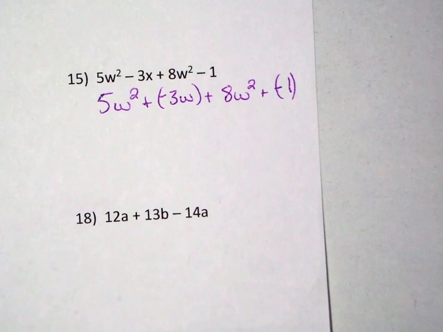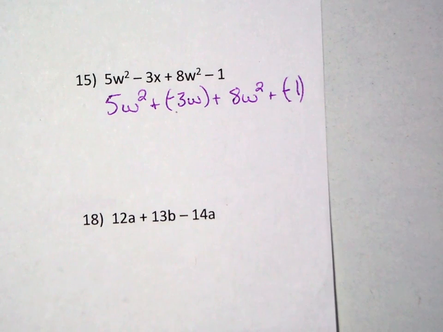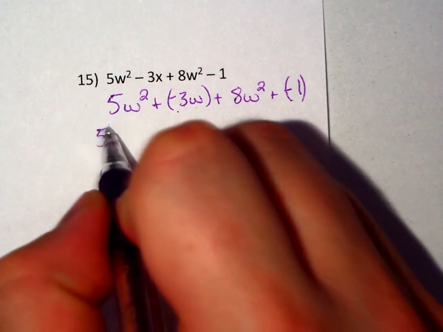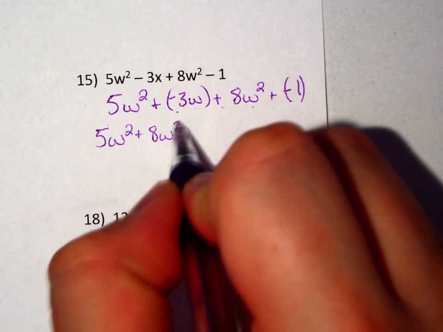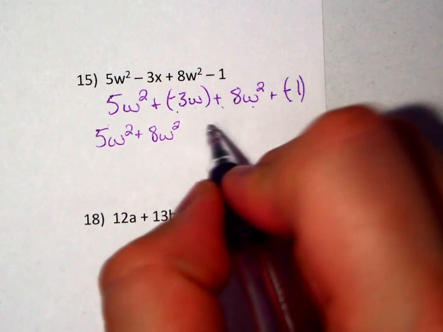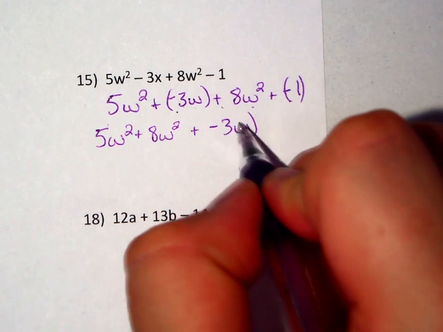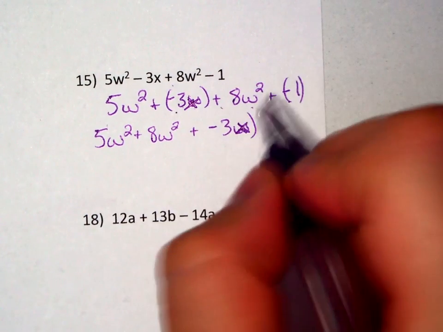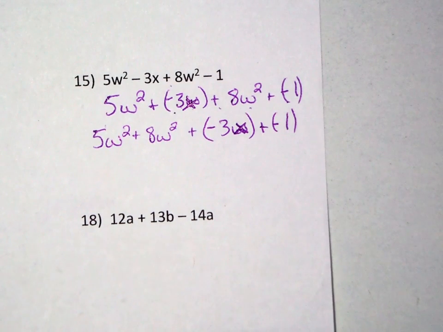And the really big reason why I did it this way is because I want to remember to move those negative values with the term that's attached to them. So now I can use my commutative property of addition and take my 5w squared plus my 8w squared and put those at the front of my expression, plus negative 3x. I don't know why I changed that to w. Plus negative 1.